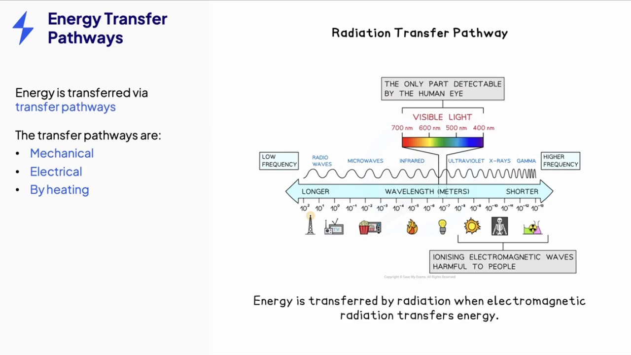If any type of electromagnetic radiation is involved, then the transfer pathway is by radiation. This includes visible light, which is the most common example. You do need to know the energy transfer pathways and understand how to apply them to different contexts. However, past exam questions have been more likely to assess your knowledge of energy stores when it comes to naming parts of the energy transfer process.